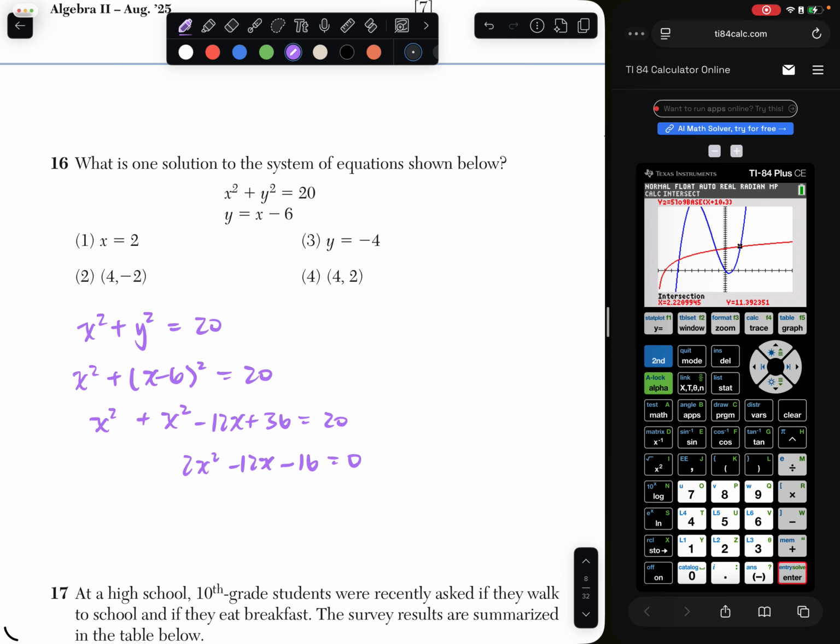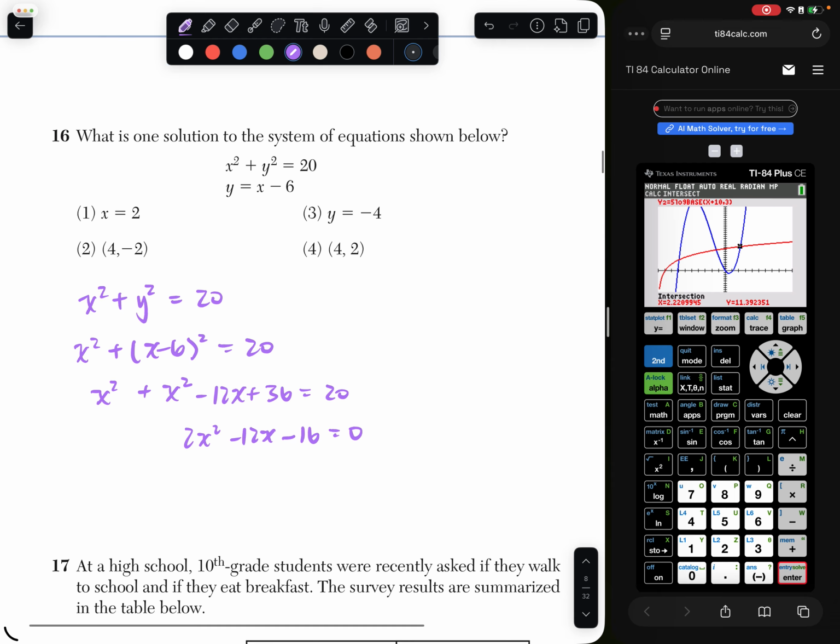And why did I do that? Because I want the quadratic to be equal to 0 when I'm solving it. And then I'll see that I can divide everything by 2. So x² − 6x − 8 is equal to 0. And now this is a factorable equation: (x − 2)(x − 4).